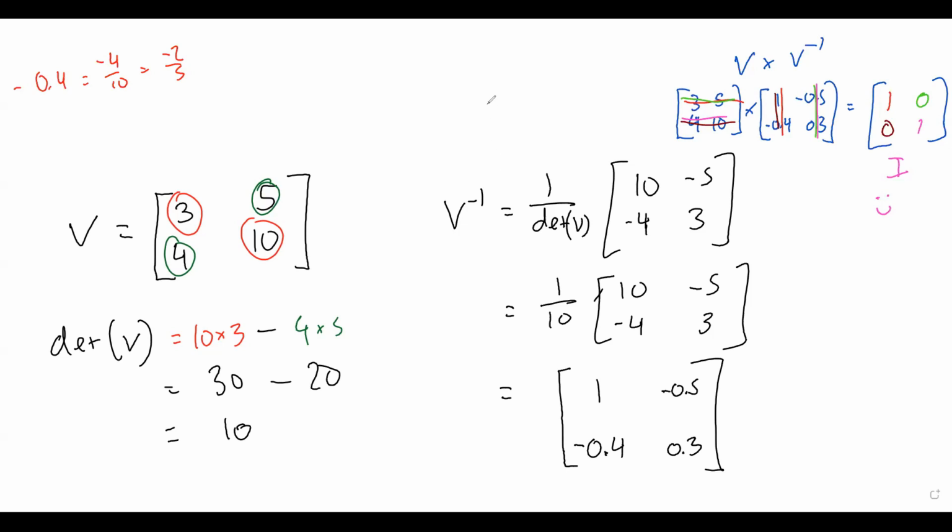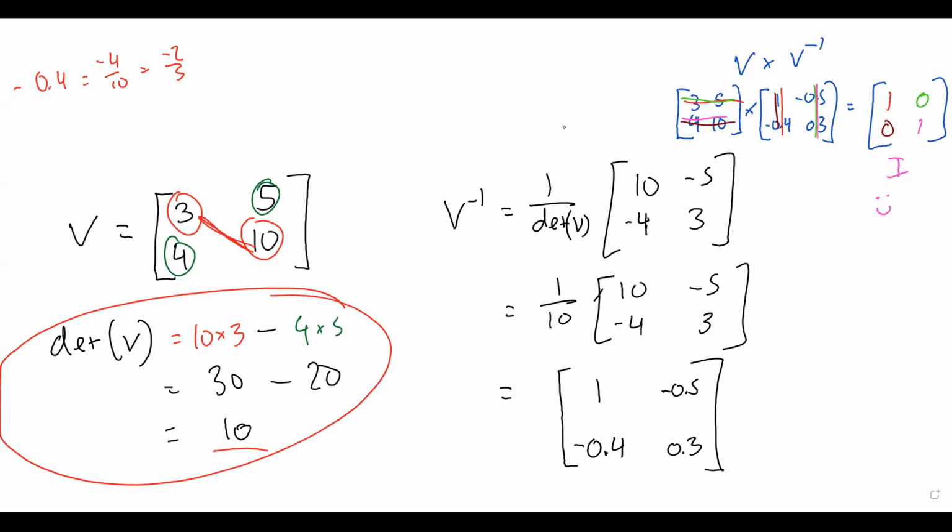So let's go back over what we did here. The main thing that I wanted to show you guys is how you find the determinant. It's this diagonal minus this diagonal. Once you've got that, how do you find the inverse? You take the determinant, you shove it in here. You take these two numbers and you swap their places.